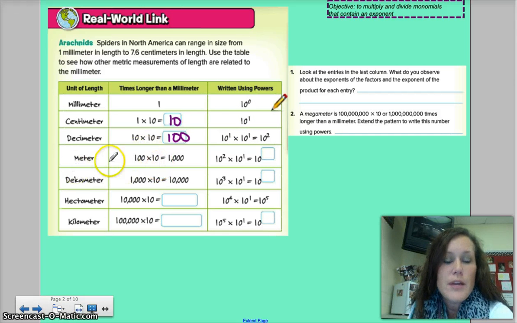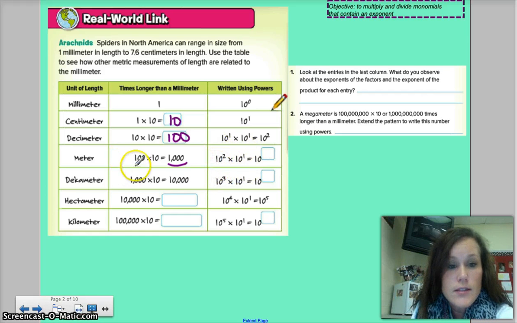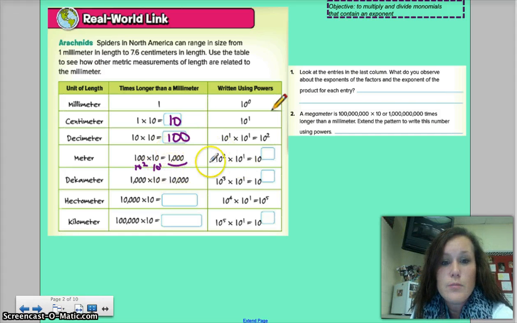All right, meter, 100 times 10 is 1,000. Represented with exponents would be 10 squared times 10 to the first. And again, this is 10 squared, this is 10 to the first. So this is represented as 10 to the third power.